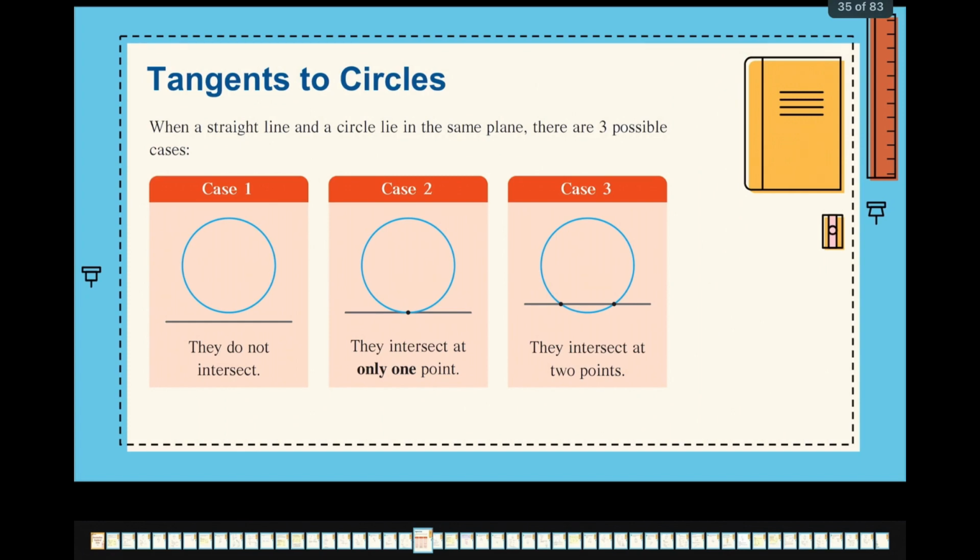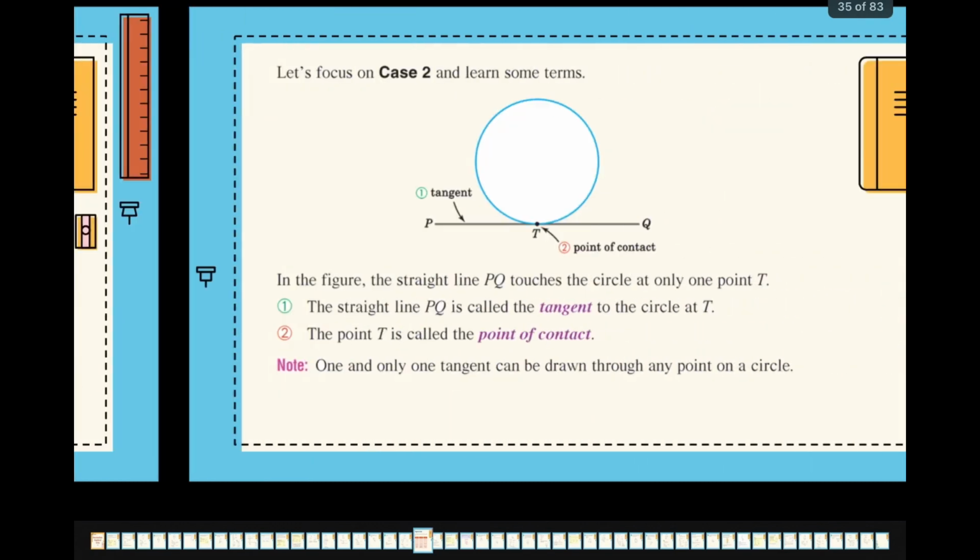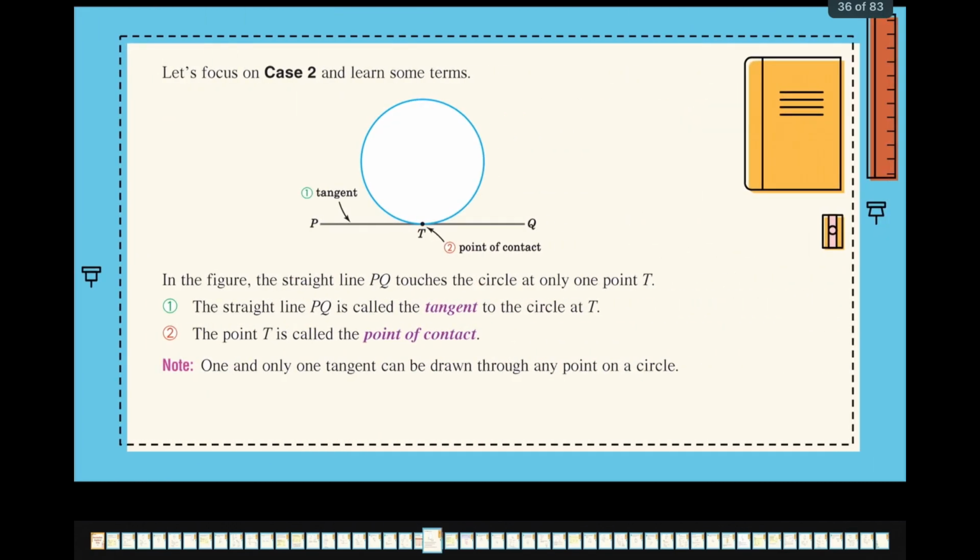So what is a tangent? If we have a straight line and a circle lying in the same plane, there are only three possible cases. They either intersect or they don't. The first case is they do not intersect, the second case is they intersect at only one point, and the third one is they intersect at 2 points. Here we will look at case 2. Case 2 is the one we want to focus on.